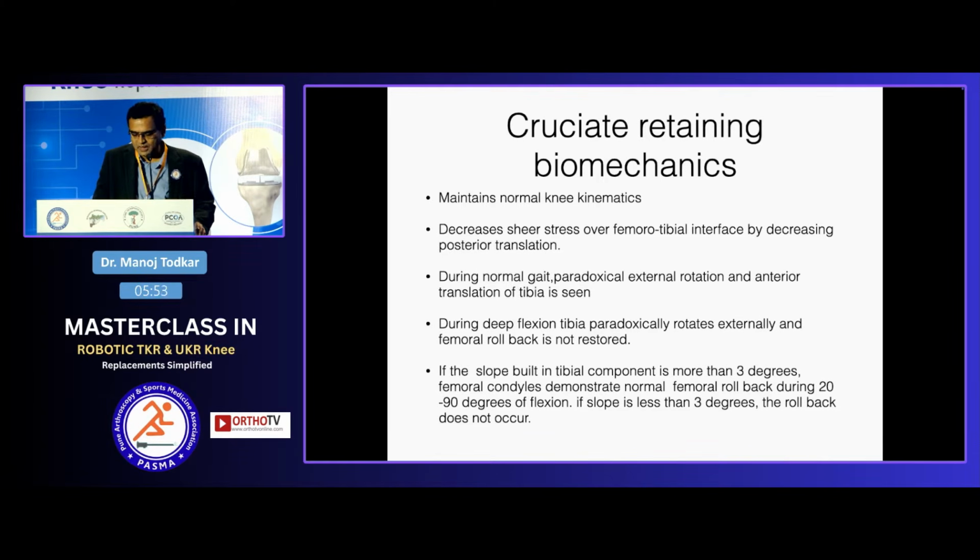If the slope built into the tibial component is more than 3 degrees, the femoral condyle demonstrates the normal femoral rollback during 20 to 90 degrees of flexion. If the slope is less than 3 degrees, the rollback does not occur.